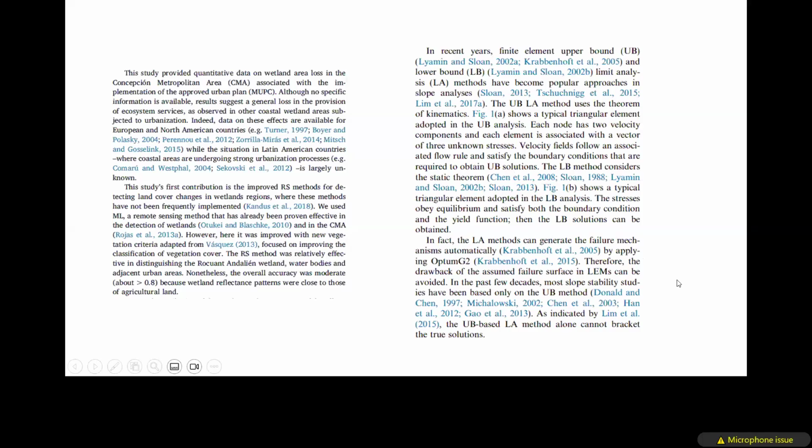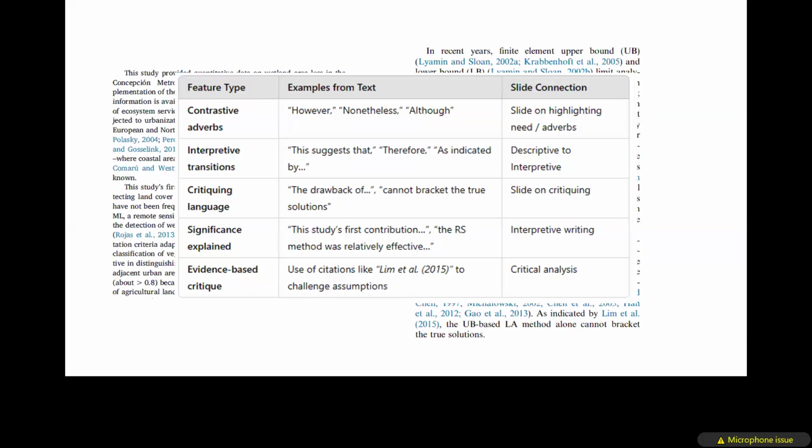So for the next paragraph, I have given the summary of the observations of the previous slide. The next slide, please. Yes. Now, just go through the previous example and have a look at this table, how contrastive adverbs, interpretive transitions, the critiquing languages, and all these have been explained. Right. Now we have come to the last very short section on the discussion.